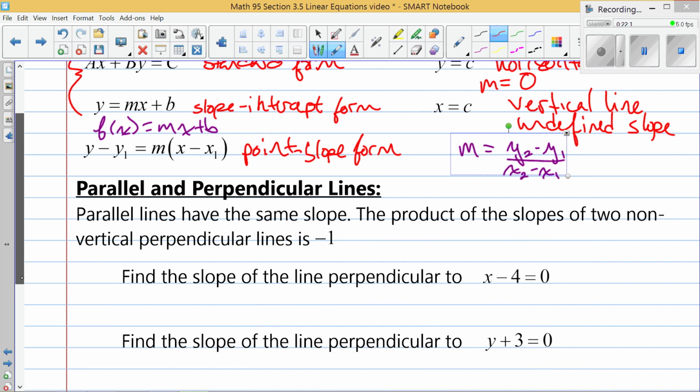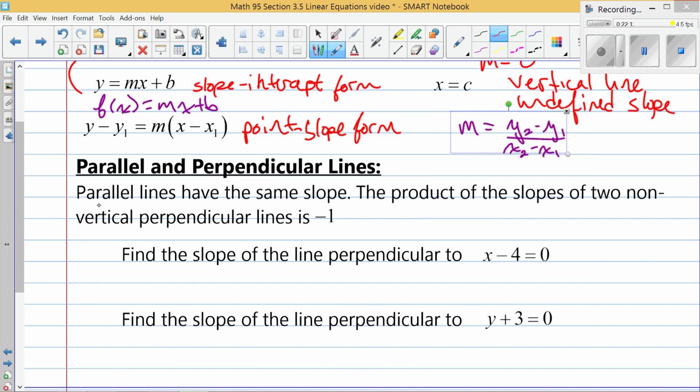Talking about parallel and perpendicular lines, parallel lines have the same slope, and the product of the two slopes of two non-vertical perpendicular lines is -1. In other words, perpendicular lines have the opposite reciprocal slope.